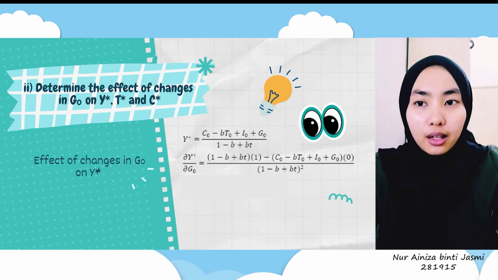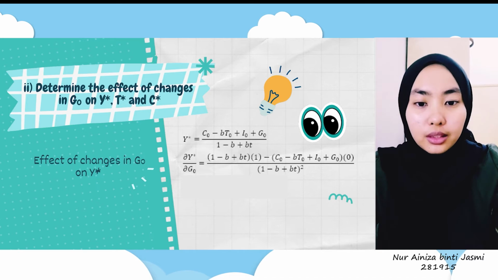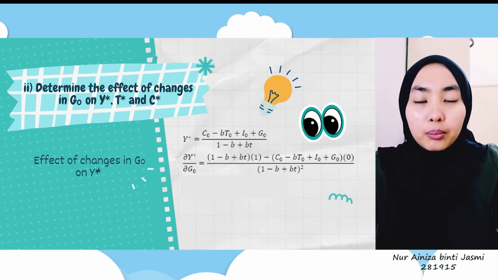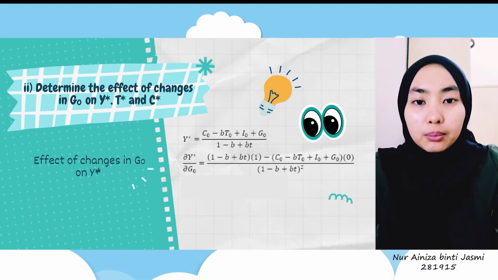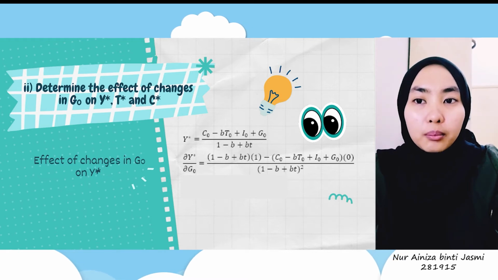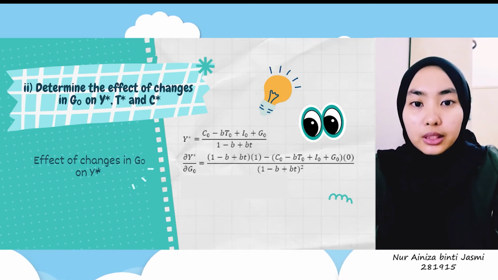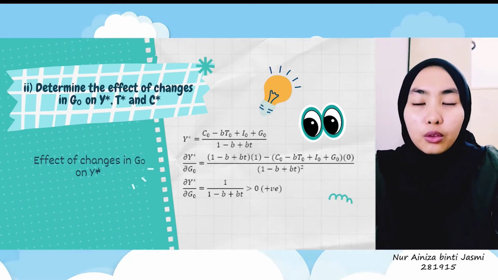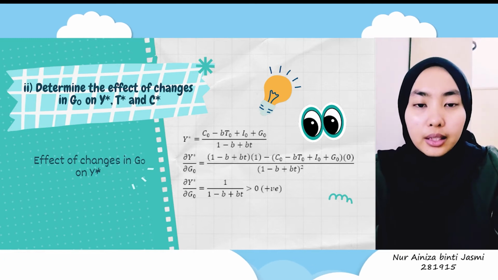We put delta Y star over delta G null and we use the quotient rule to arrange the answer. So the answer will be 1 minus B plus Bt times 1, minus in bracket C null minus BT null plus I null plus G null times 0, over 1 minus B plus Bt squared. We can cancel out the 1 minus B plus Bt with the 1 minus B plus Bt squared, and we also cancel out the term times 0. So we get delta Y star over delta G null equals 1 over 1 minus B plus Bt. The answer is larger than 0, a positive value.